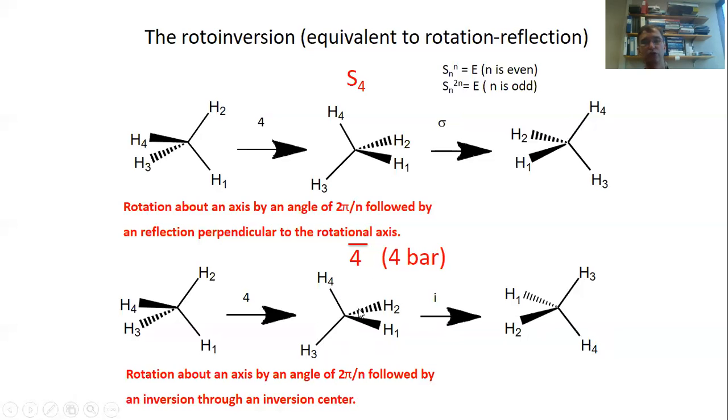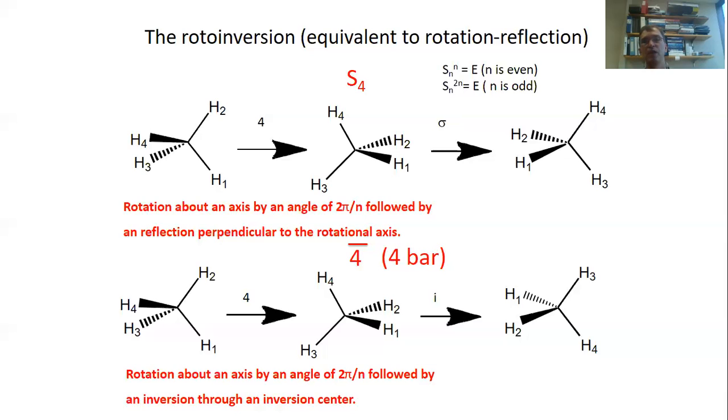H2, which points to the back, will move through the inversion center to the other side. And now it needs to point to the front. And H1 will move through the inversion center to the other side. And that means it will now point to the back. We see again that the molecule that we produce here can be superimposed with the original form. And therefore, we can say that the produced molecule is indistinguishable to its original form, and the symmetry operation is complete.